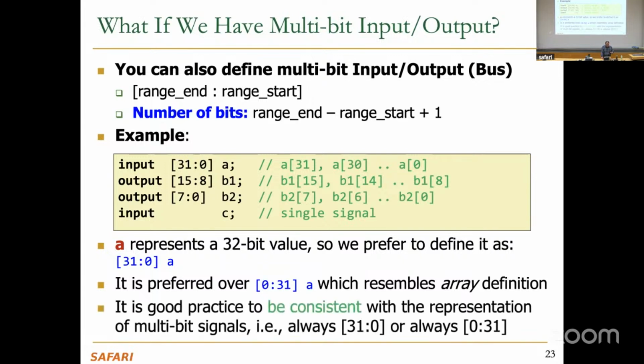It's also good to be consistent with our representation of multi-bit signals. We can always use this kind of notation, and whenever you want to define an array, you use the other kind of notation.